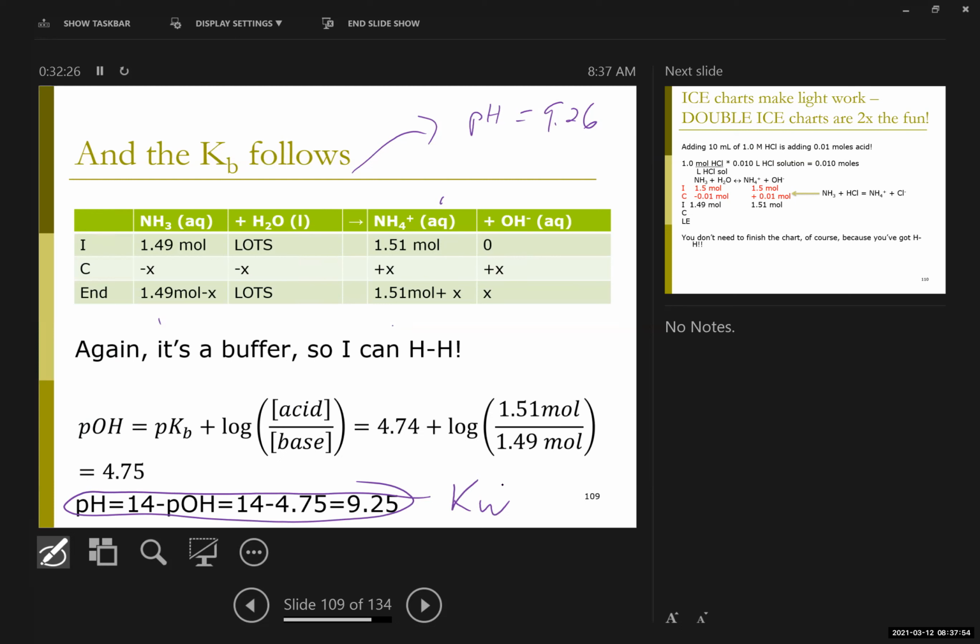Right? So the best base is the hydroxide, the sodium hydroxide. The best acid is actually horrible, but it's still the best acid. You can be the best of a bad lot.